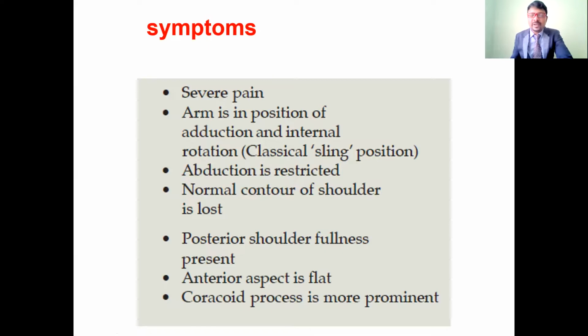So we are going to do the differential diagnosis. That means either anterior dislocation or posterior dislocation. We are going to confirm it with these deformities and also special signs and investigation procedures. And the next one is the normal contour of the shoulder is going to be lost.